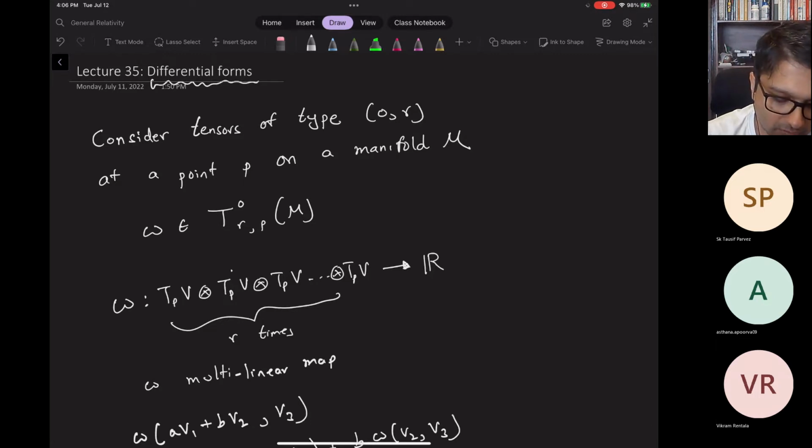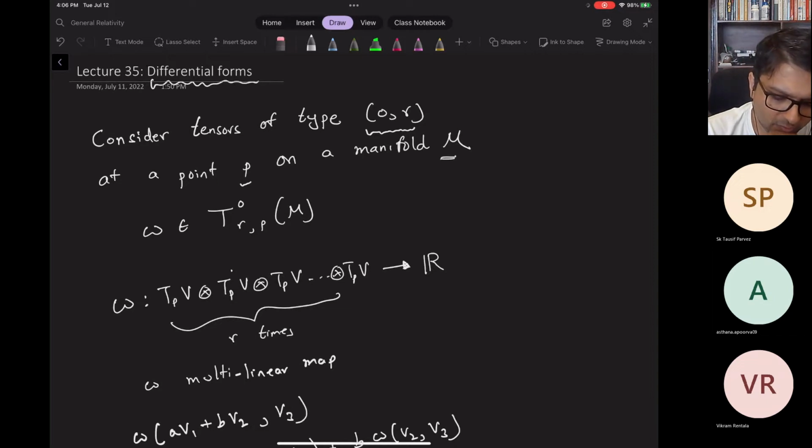Okay, so our starting point is to consider tensors of type 0R, that is, those with only dual vector indices at some point P on a manifold M. Again, note that we're not at the point where we have a metric space. We don't necessarily have a metric. We just have a manifold.